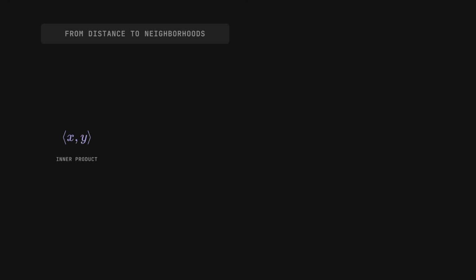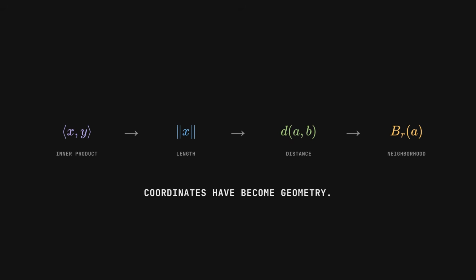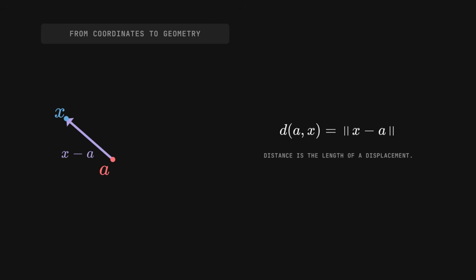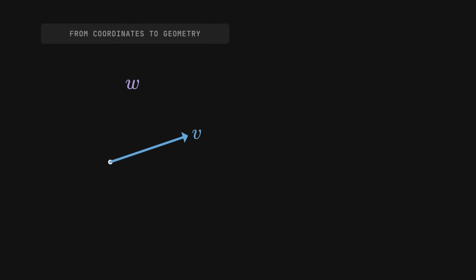The inner product gives vectors length and angle. Length allows us to determine distance. Distance allows us to describe neighborhoods. A neighborhood is built by collecting all points whose distance from a chosen center is sufficiently small. Distance is measured by taking the difference between 2 points and finding the length of that difference. The length of a vector comes from its inner product with itself. And the inner product also tells us about the angle between 2 vectors.